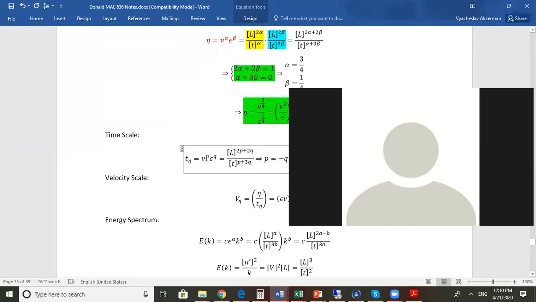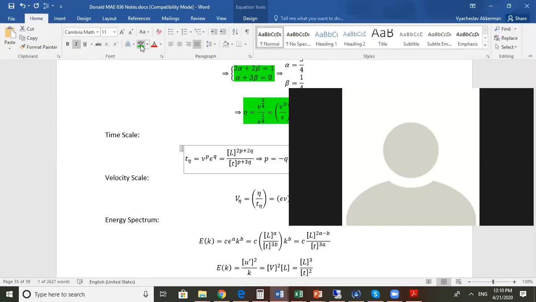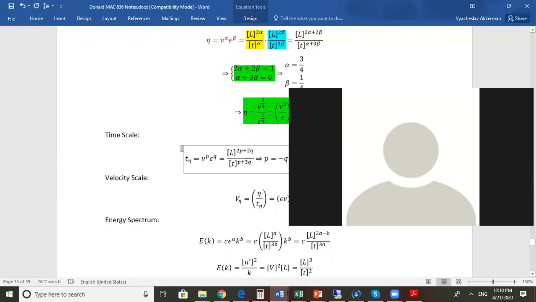Now again, the same story. He is looking for P and Q based on dimensional analysis. Does it make sense? We substituted here, and we have the following. This is L to the power 2p plus 2q, p plus 3q. Based on this analysis, he calculated that P is equal to minus Q, and it will be 1/2, and he arrives at this formula for the characteristic Kolmogorov time. Does it make sense?